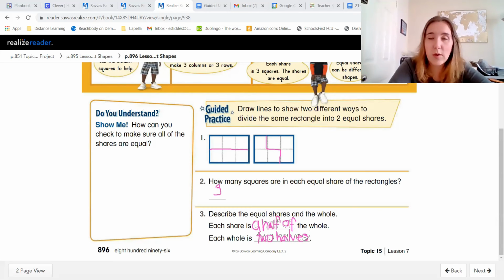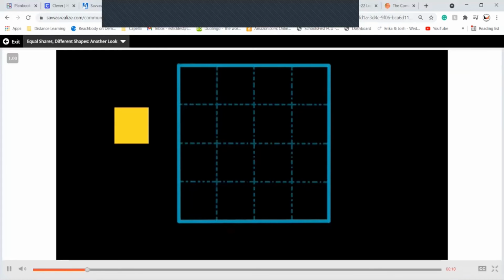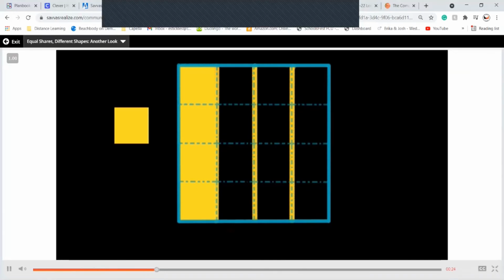Okay, we're gonna watch one more quick video and then we'll do just a couple more problems before we wrap it up. I have a nice big square here. How can I divide it up into 4 equal shares? I'll use smaller squares to help me. Here's one way. All the shares are equal. How many small squares are there in each share? 1, 2, 3, 4. There are 4 equal-sized small squares in each share.